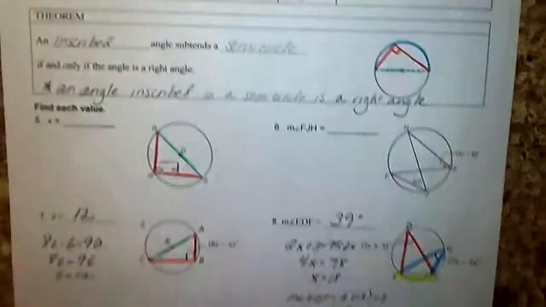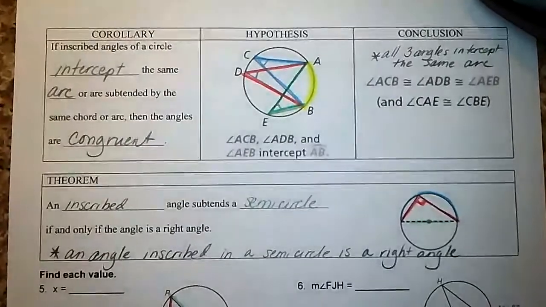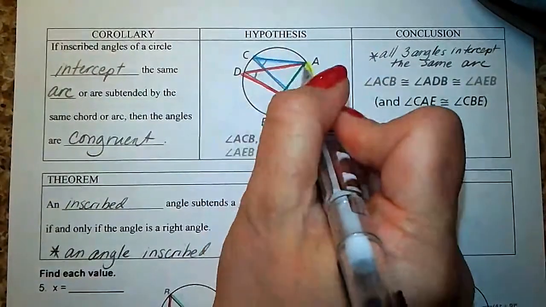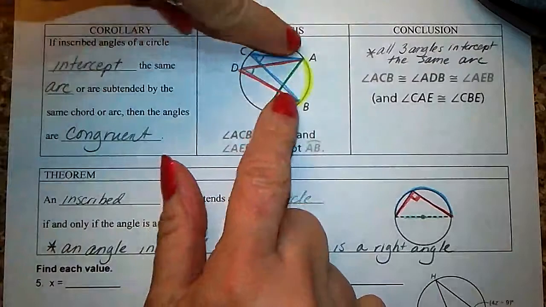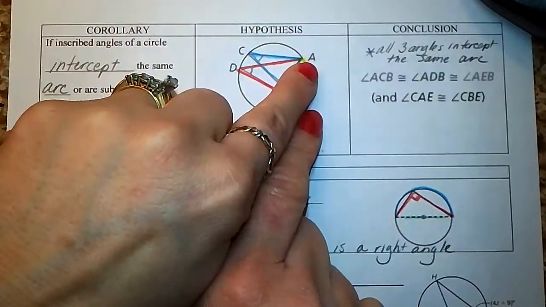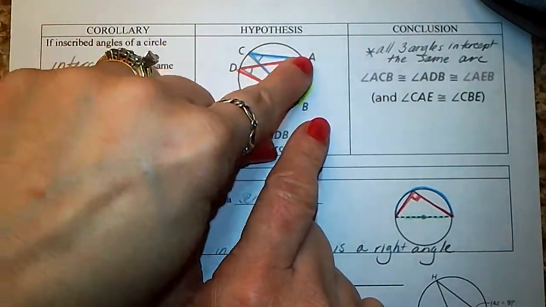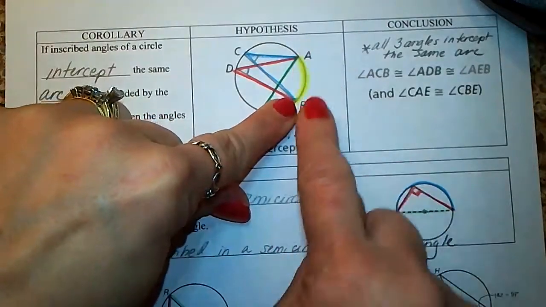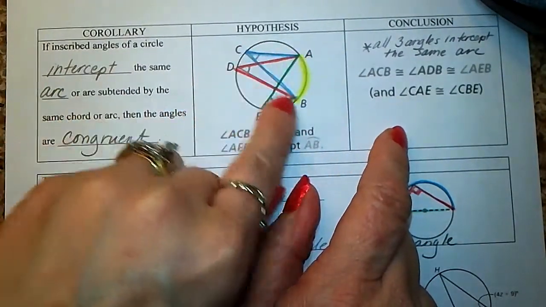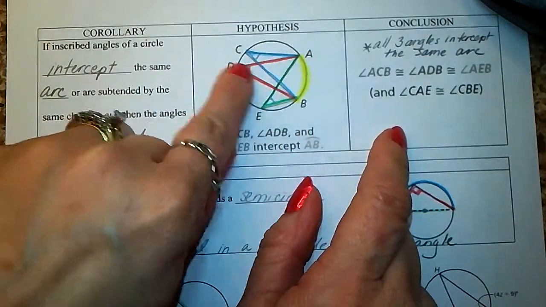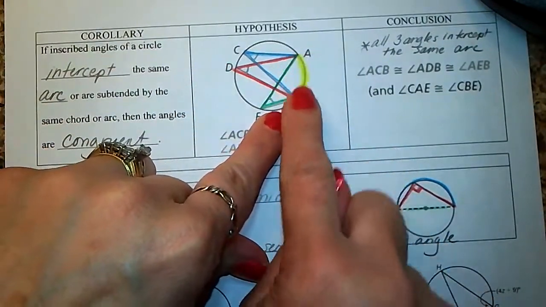All right, this concept can be a little tricky. What you're seeing in this picture is you're seeing 3 different angles, but here's what you have to notice about all 3 of these angles. The blue angle, angle ACB, starts at A, goes to C, comes back to B. So it's off of that arc AB. The red angle, ADB, again, starts at A, goes to D, and comes back to B, is that same angle.